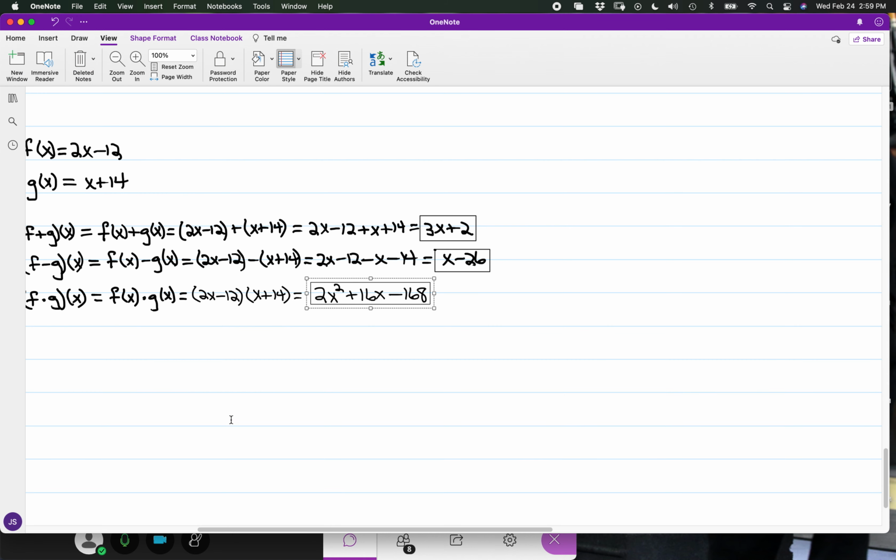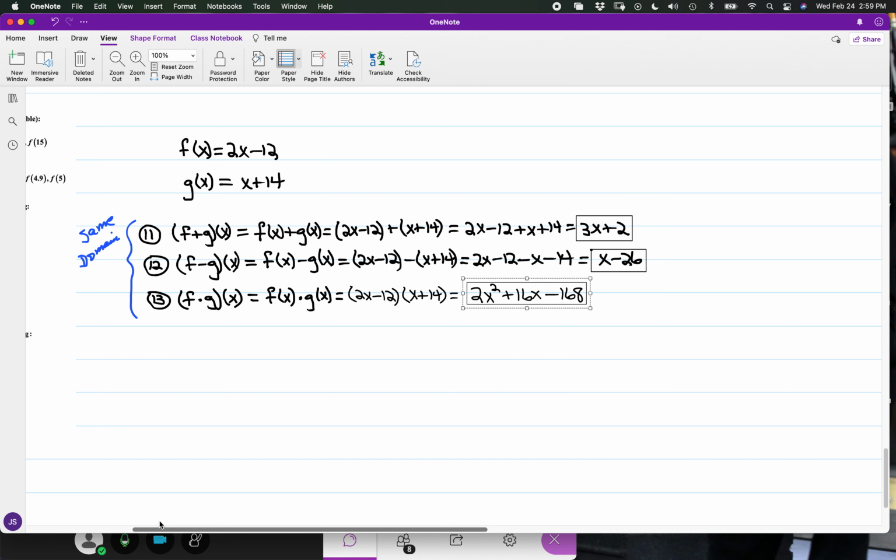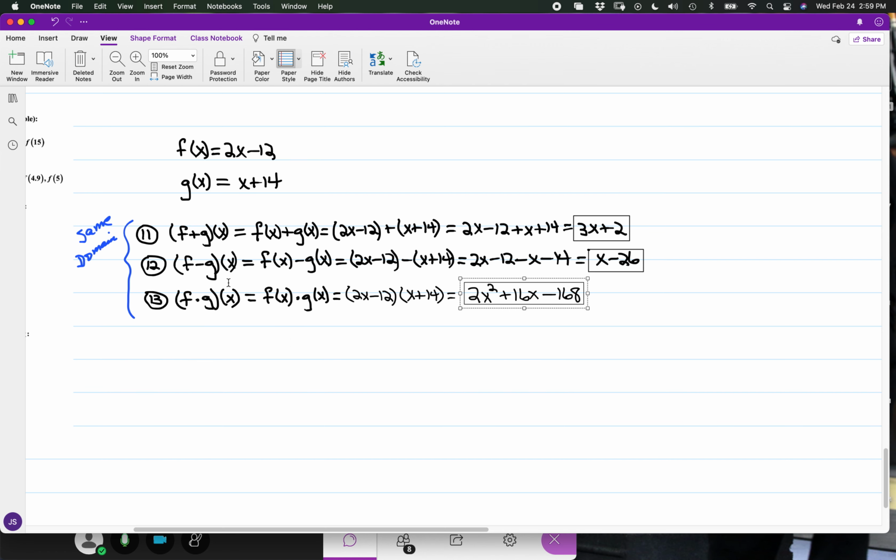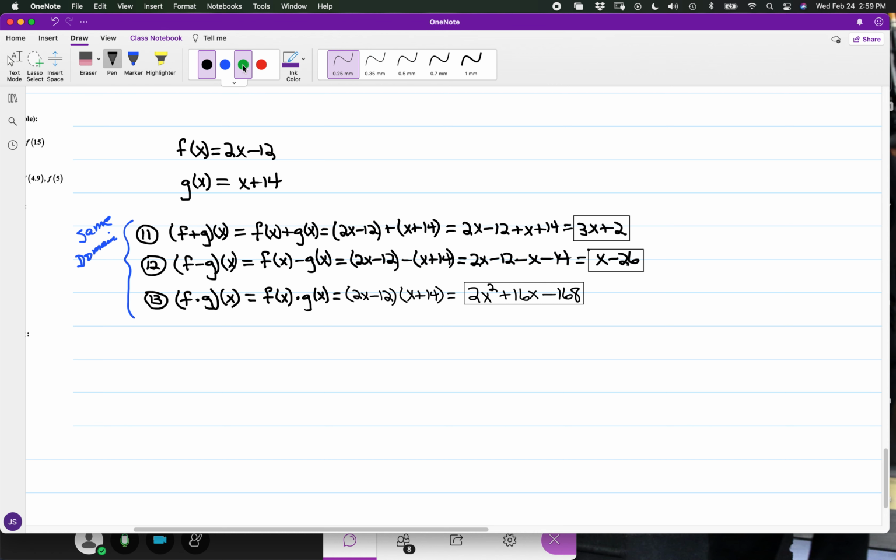Now, again, the sum, difference, and products will have the same domain. And the domain for the sum, difference, and product functions will be formed by combining the restrictions of the immediate functions involved. So for f of x equal to 2x minus 12, we do not have a fraction or an even root radical. So f of x has no restriction.